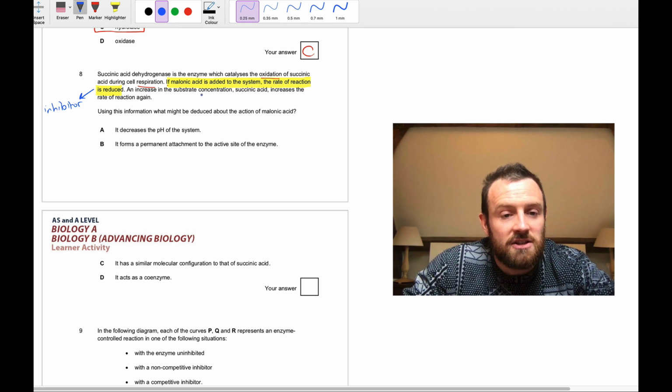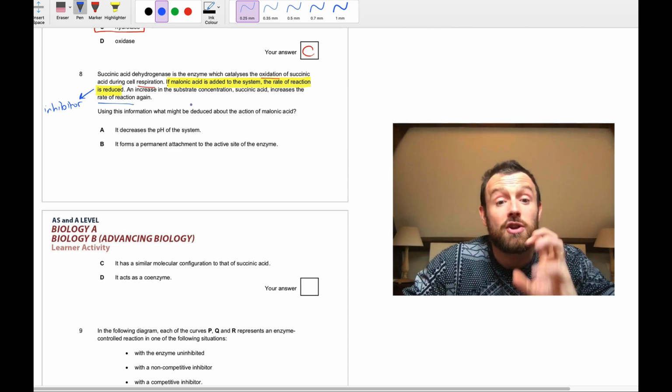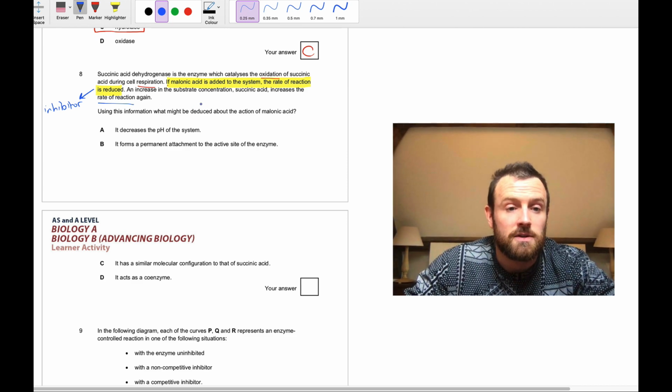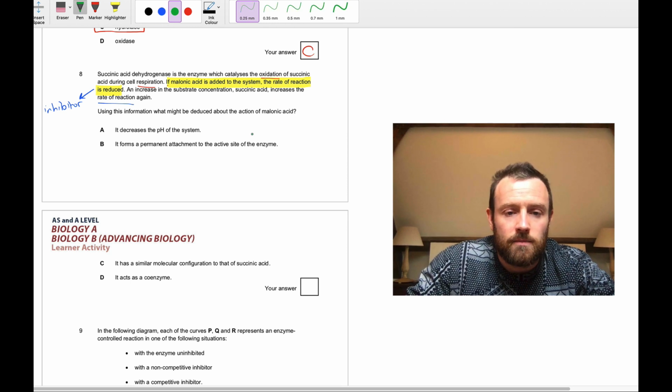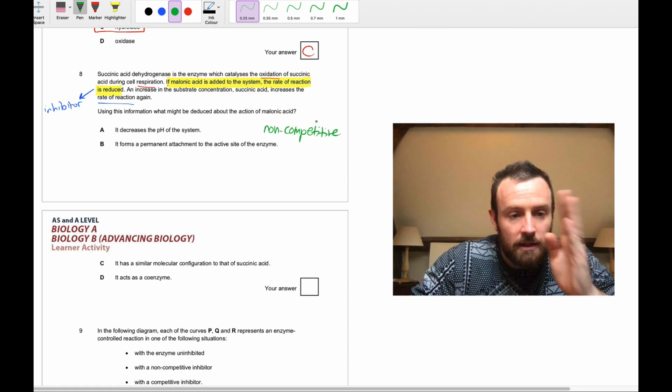An increase in the substrate concentration, succinic acid, increases the rate of reaction again. Okay, so immediately I know that it is a competitive inhibitor. So which one fits with that? Which one is a competitive inhibitor? So I'll write that down just because that's my working at the moment.